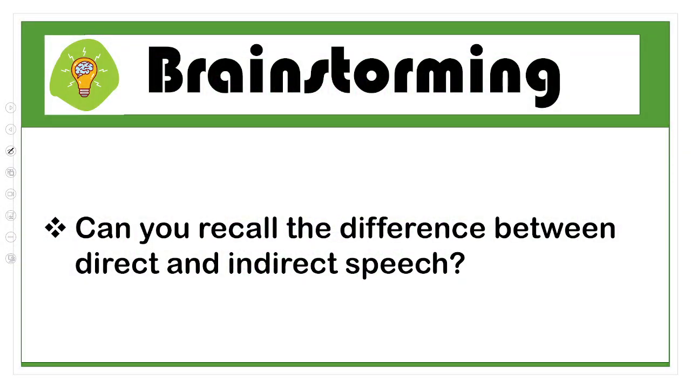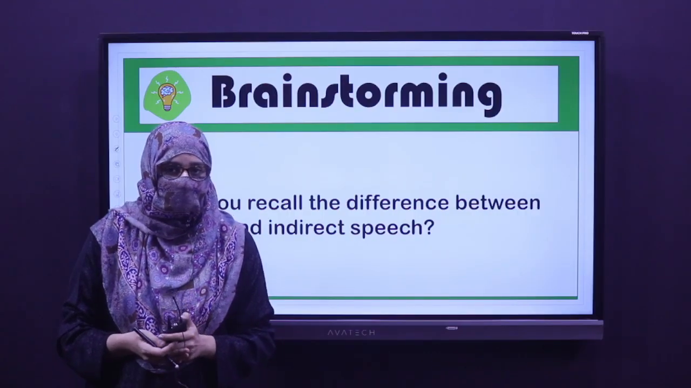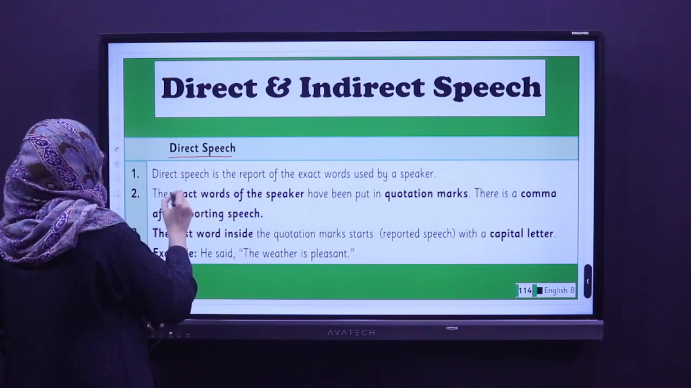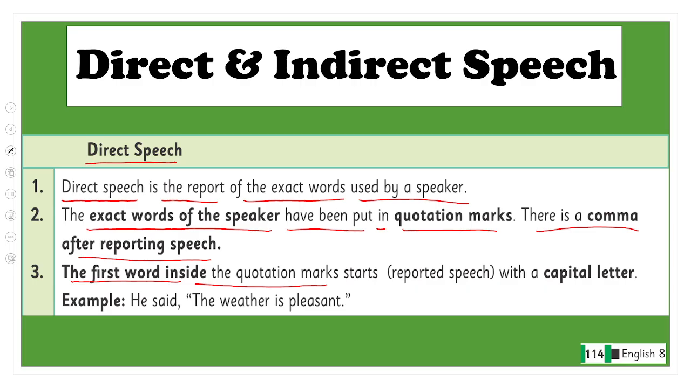Okay. Let's do a quick brainstorming session. Can you recall the difference between direct and indirect speech? Because you have already learnt about it. Yes, exactly. Direct speech is the report of the exact words used by a speaker. The exact words of the speaker have been put in quotation marks. There is a comma after the reporting speech. The first word inside the quotation marks starts with a capital letter.